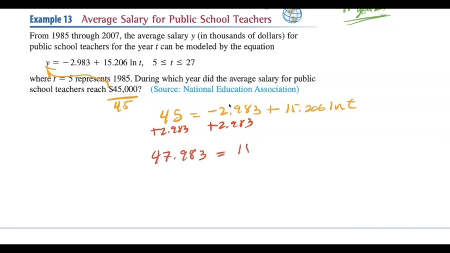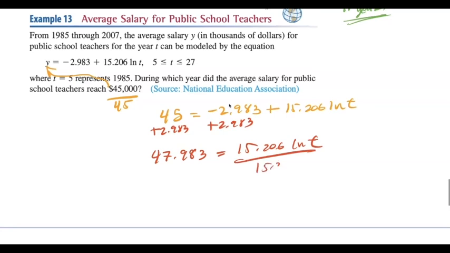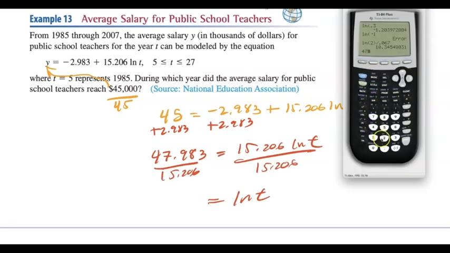You could definitely use a calculator on this. And then we're going to divide both sides by 15.206. We get ln t = 47.983 divided by 15.206. And I get 3.155. Here I'm just going to write 3.155. On the calculator, I'm going to leave it all in there.